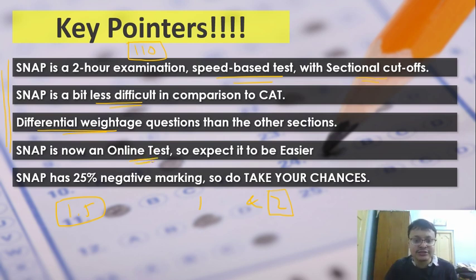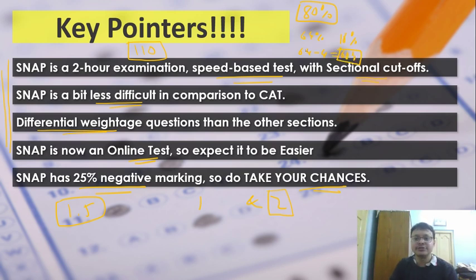SNAP being an online test, since it has become online, is expected to be easier. And the biggest part of SNAP is that there's only 25% negative marking, which means it's very important that all of you take your chances. Because remember, if you're attempting 80%, even if you have an accuracy rate of 80%, and that means 64% correct and 16% wrong, you still end up getting only 64 minus 4, because 1/4 of 16, that is 60%.